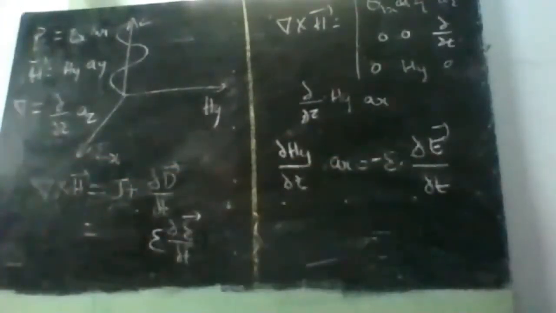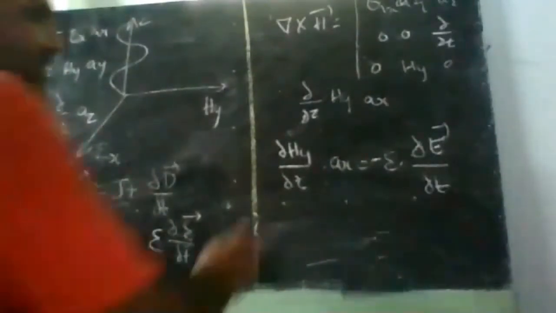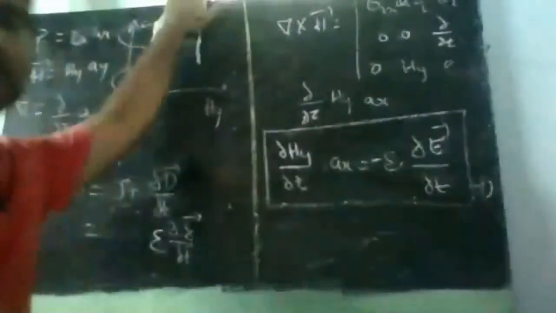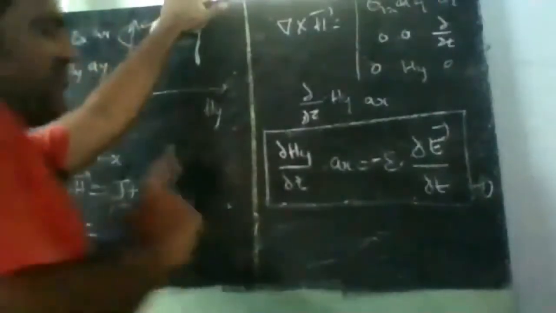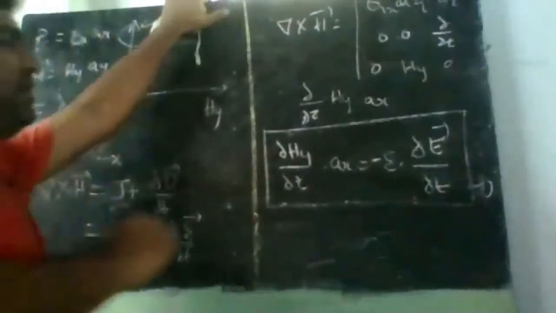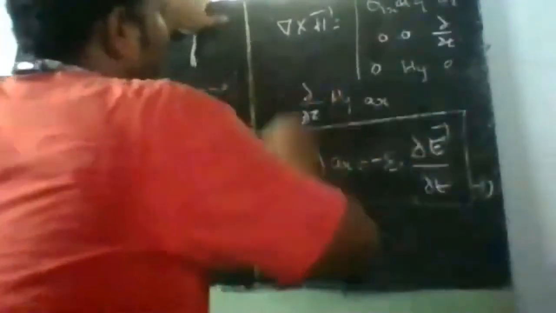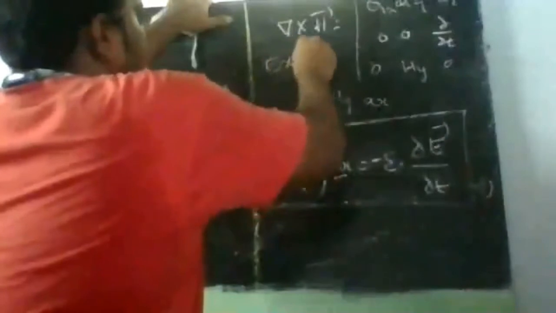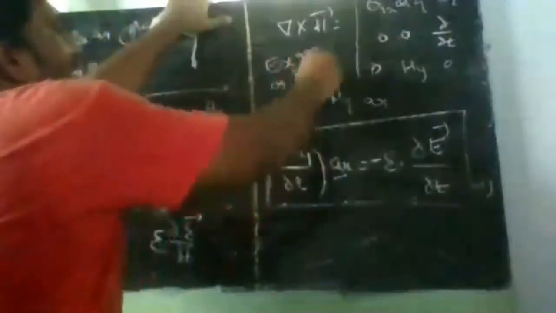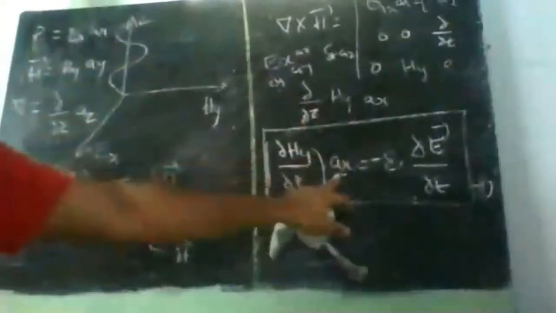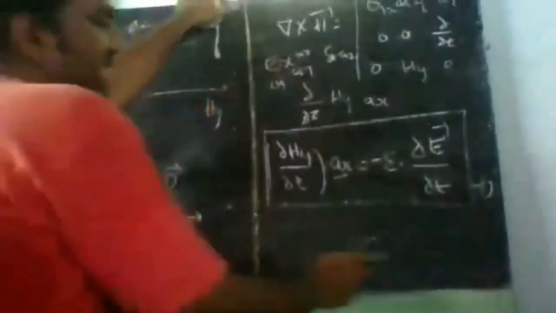Now see here, when we are equating the terms, this is the relation. This is one equation, which we call equation 1. So if we observe here, E bar has three components: Ex along ax, Ey along ay, and Ez along az. But when we equate, we are equating the ax terms. That means for this E bar we have to take Ex.